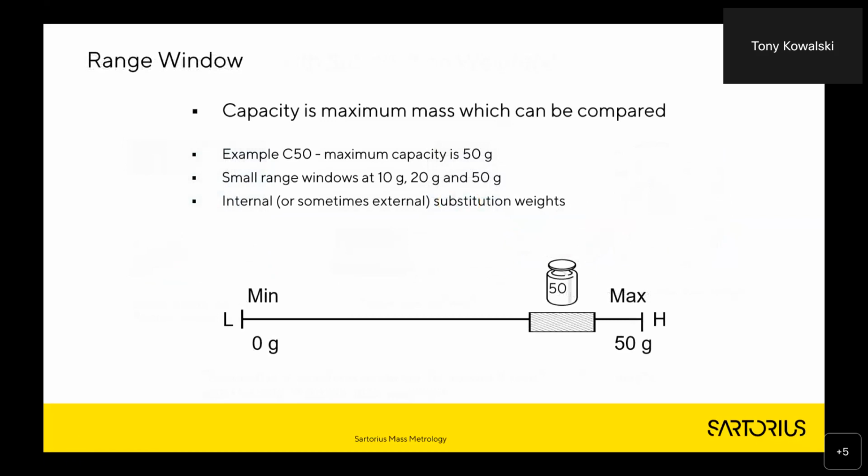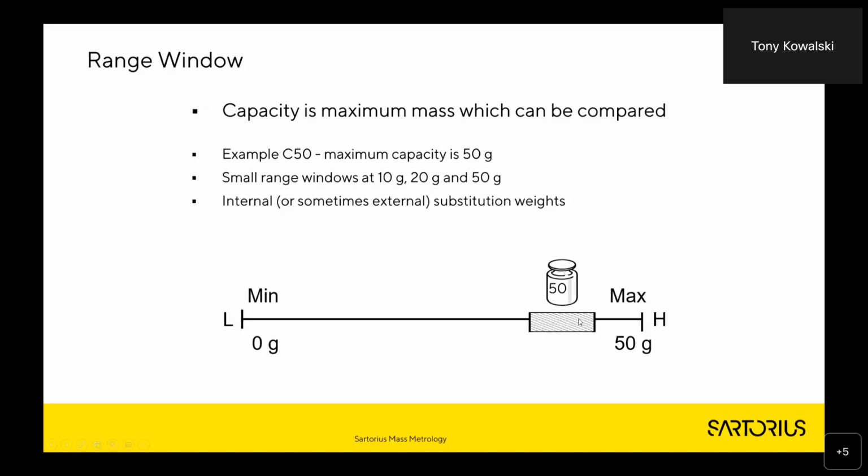Now, the highest resolution automatic comparators, or the older, very early electronic comparators, had what was called a range window. So the first type is a continuous range from 0 to maximum. Second type is continuous with substitution weights. And the third type now is a range window instrument. So here, it only has a very small electronic range.